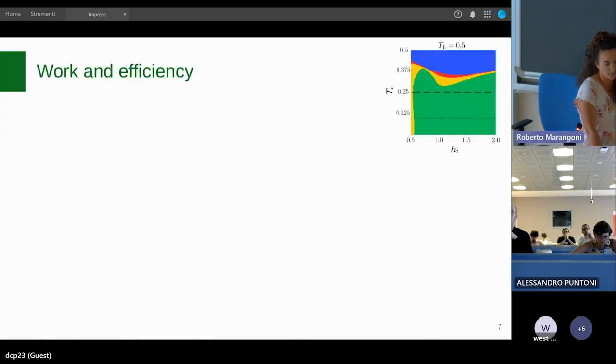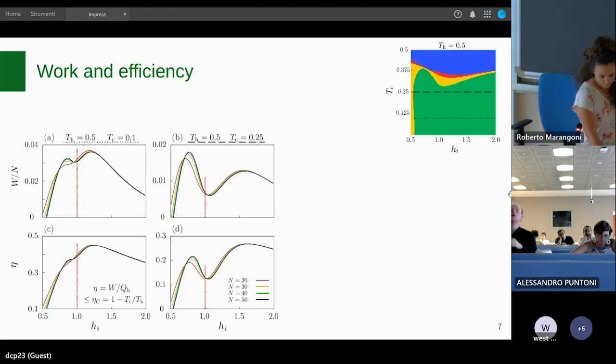The second question is, which is the work and which is the efficiency of this machine? Let me show the work evaluated along this cut here. For time reasons, we will focus only on the heat engine. The whole work is also done for the refrigerator. But let me show the heat and efficiency along these two cuts here.